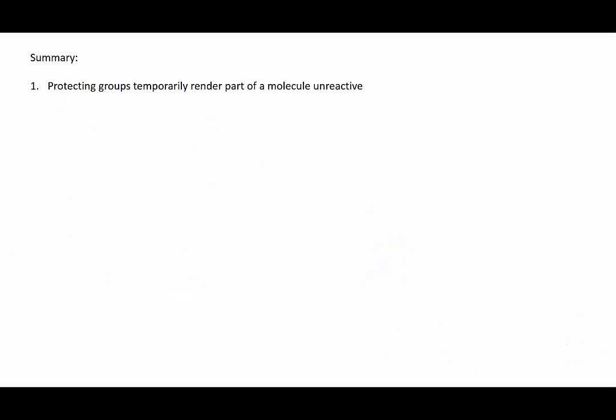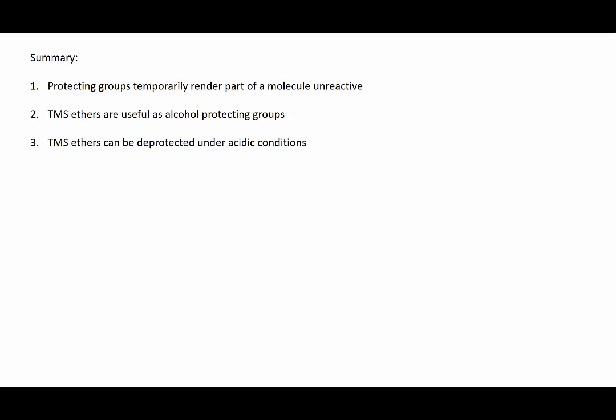To summarize, protecting groups will temporarily render part of a molecule unreactive, so we don't have unwanted side reactions. TMS ethers are useful as alcohol protecting groups, and they can be deprotected using acidic conditions.